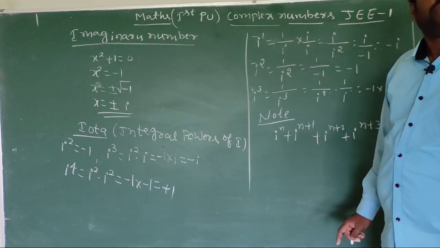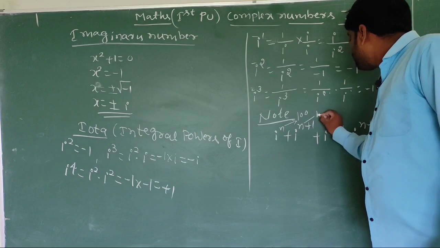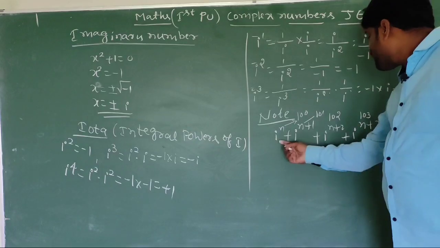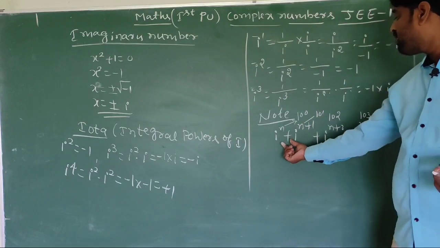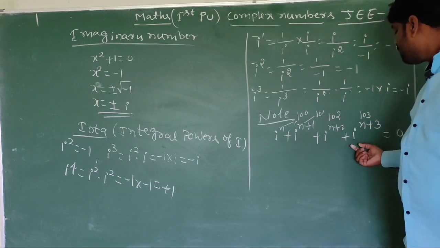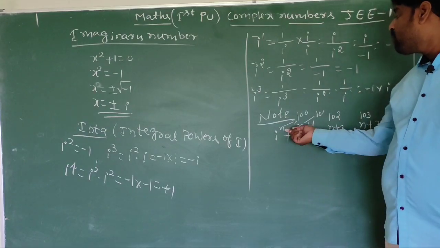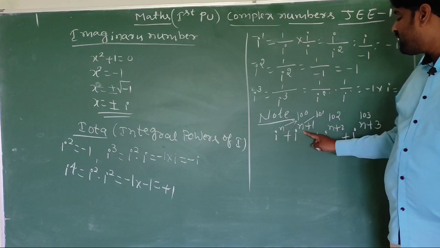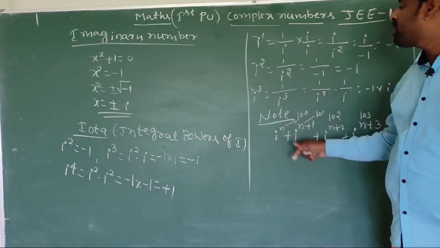Suppose we give consecutive values, that is n is equal to 100, 101, 102, 103. When you simplify this, you will get 0. So this is a very important note point: i to the power of n plus i to the power of n plus 1 plus i to the power of n plus 2 plus i to the power of n plus 3 is equal to 0. For the n value, we have to give consecutive numbers. Suppose n is 200, 201, 202, 203. This is a very important note point.